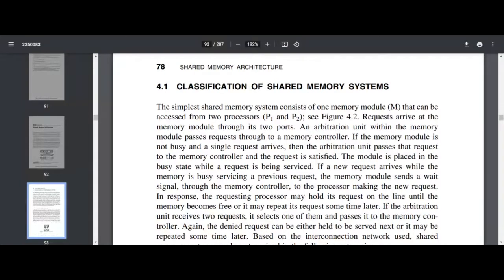Requests arrive at the memory module through its two ports. An arbitration unit within the memory module passes the requests. Every time you want to access the memory, you go to the arbitration unit, which passes a request to the memory controller. If the memory module is not busy, the single request arrives, and you can have those attributes connected and easily access them.